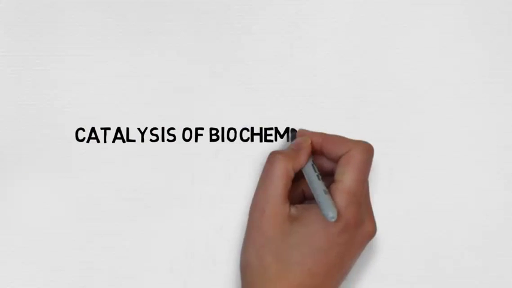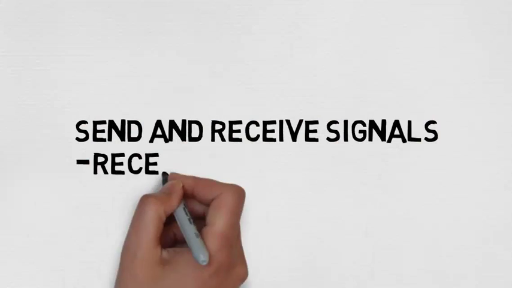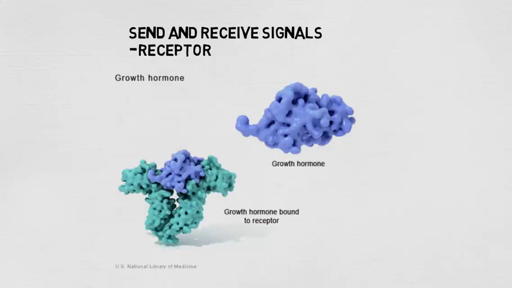Following, we have the catalyst of biochemical reactions. Enzymes are proteins that increase the rate of chemical reactions in the body. Also, we have proteins that send and receive signals. So receptors respond to chemical stimuli outside the cell.